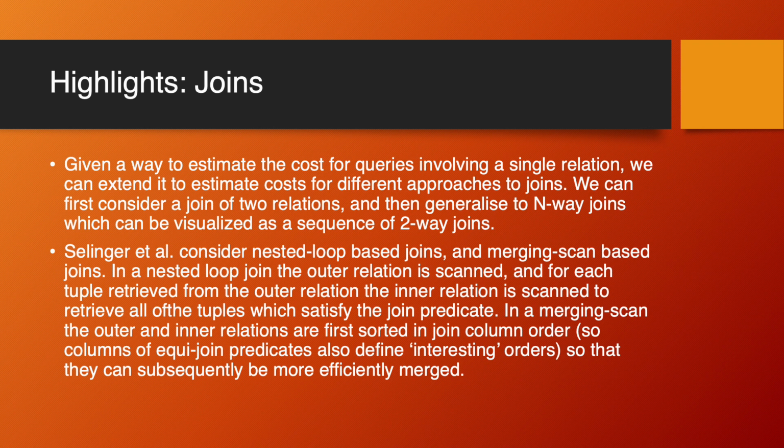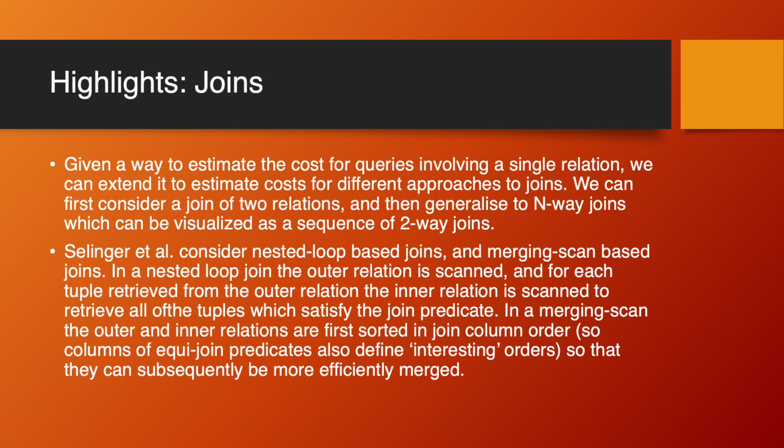Joins. Given a way to estimate the cost for queries involving a single relation, we can extend it to estimate the cost for different approaches to joins. We can first consider a join of 2 relations and then generalize to n-way joins, which can be visualized as a sequence of 2-way joins. Selinger et al. considered nested loop join and merging scan joins. In a nested loop join, the outer relation is scanned, and for each tuple retrieved from the outer relation, the inner relation is scanned to retrieve all the tuples which satisfy the join predicate.